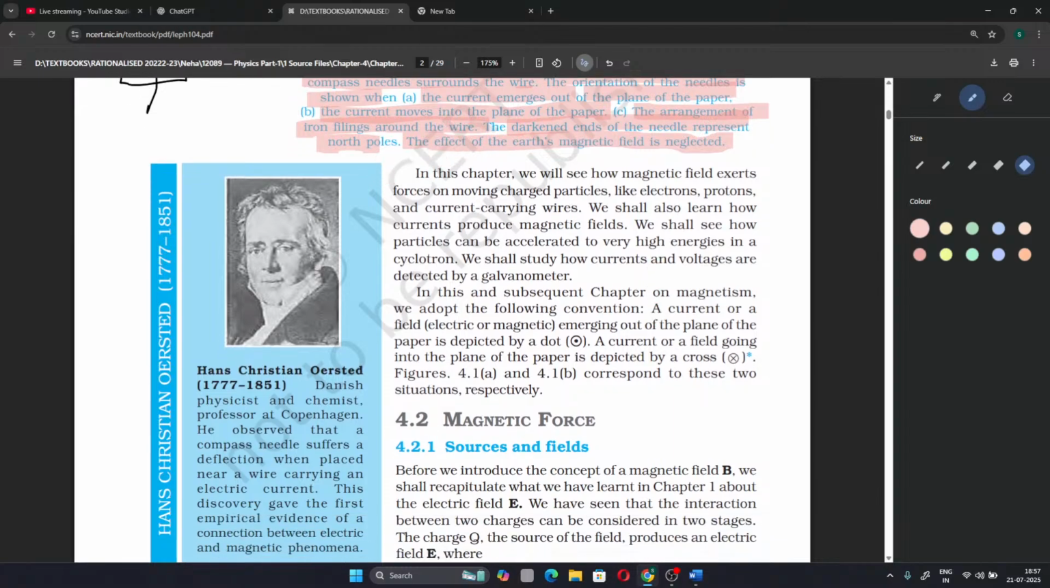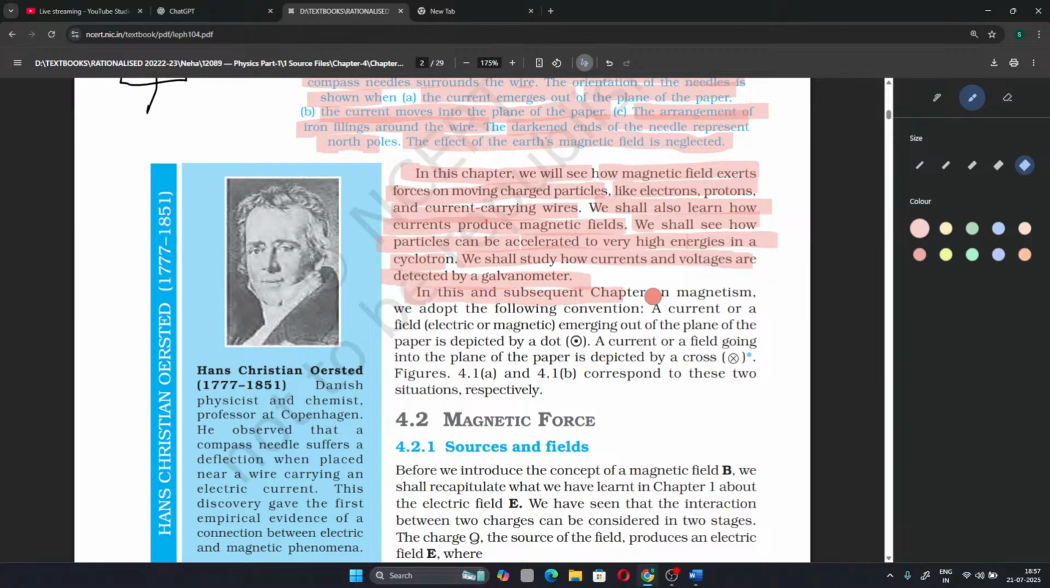In this chapter, we will see how a magnetic field exerts force on moving charged particles like electrons, protons, and current carrying wires. We shall also learn how currents produce magnetic fields. We shall see how particles can be accelerated to very high energies in a cyclotron. We shall study how currents and voltages are detected by a galvanometer.